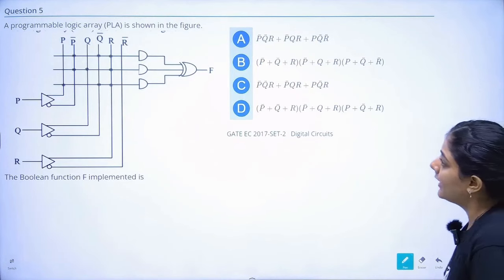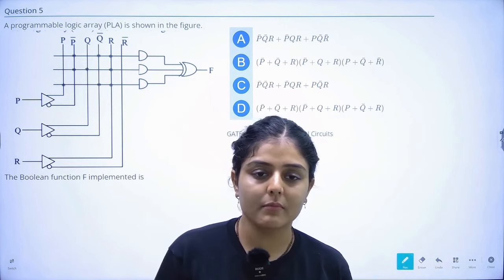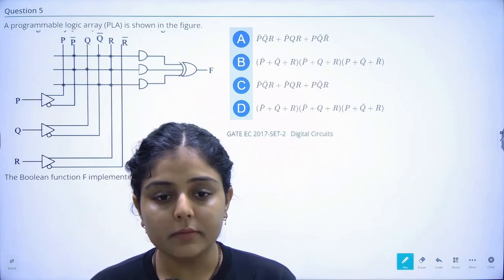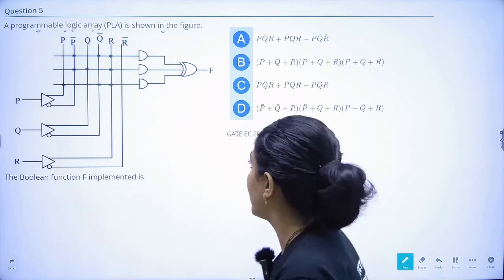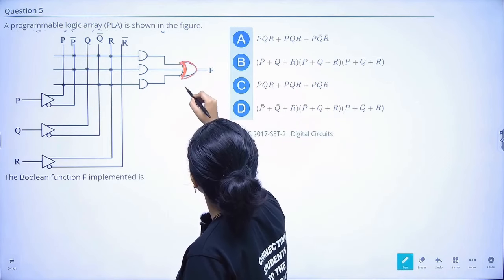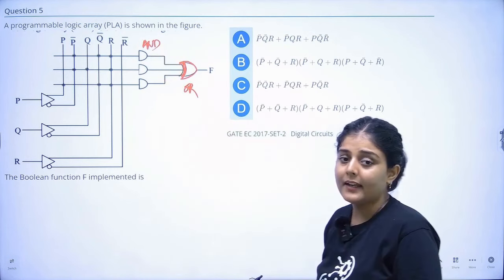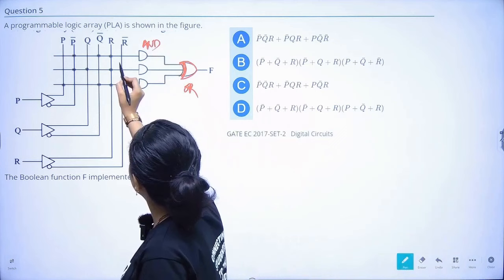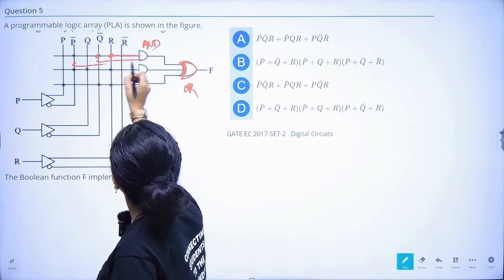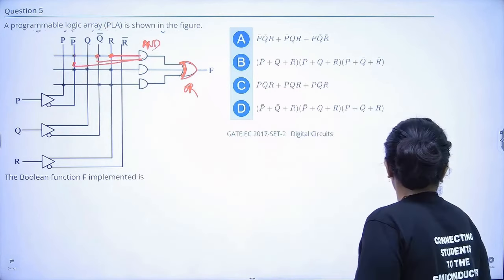The question says that a programmable logic array, PLA, is shown in the figure below. You have to find out the Boolean expression F, which is the output of this PLA. The cross means that all these terms are ANDed.